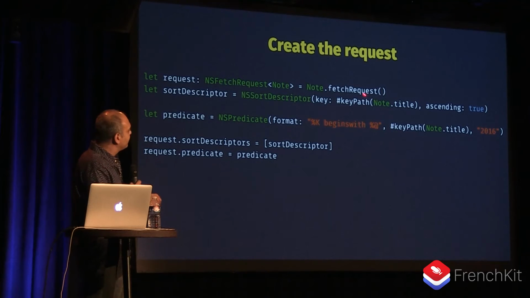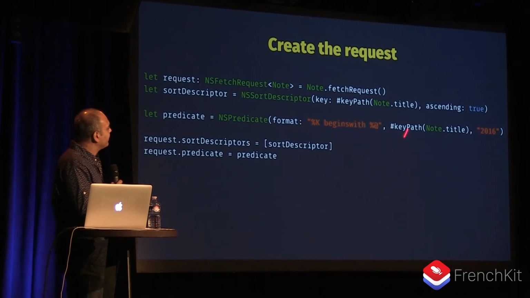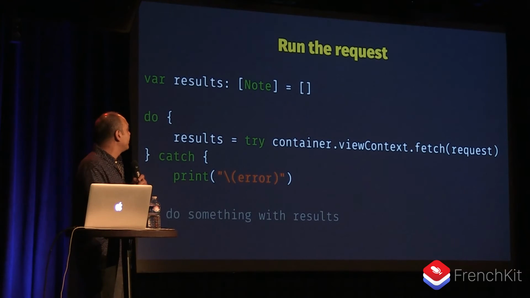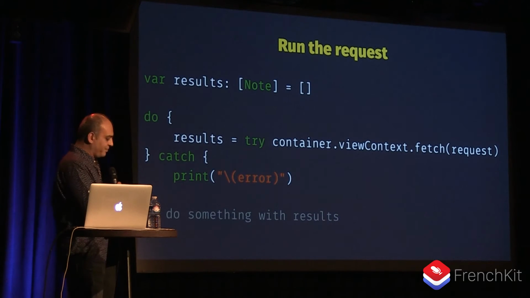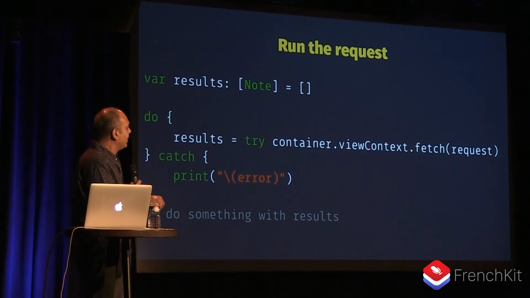I'd like to point out, it's like a little key path method there and there. It destringifies it a bit more. Swift 3 does all sorts of things. And then run the request. It's quite simple. I do it this way so that I return an array. And then it's just try, get the main view context, fetch it, and that's it. And there's your results. You do something with them.